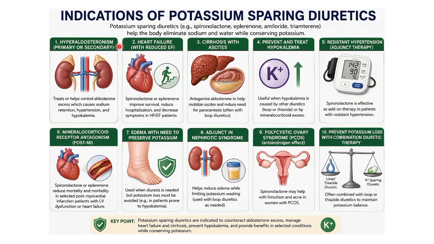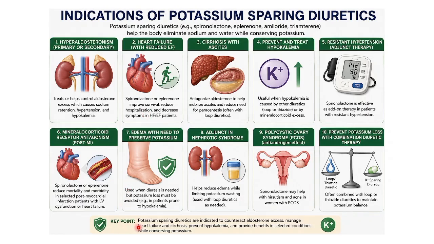Number two, they're also good for dealing with heart failure with reduced ejection fraction, especially spironolactone. Research has shown that this drug improves the survival rate for clients who have heart failure with reduced ejection fraction. It can also be used for cirrhosis with ascites. It can also be used to prevent and treat hypokalemia because it leads to potassium retention. It's a very good drug for resistant hypertension. It can be used for edema, nephrotic syndrome, and PCOS, polycystic ovarian syndrome, and others.